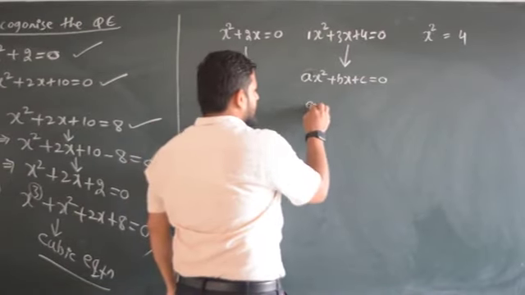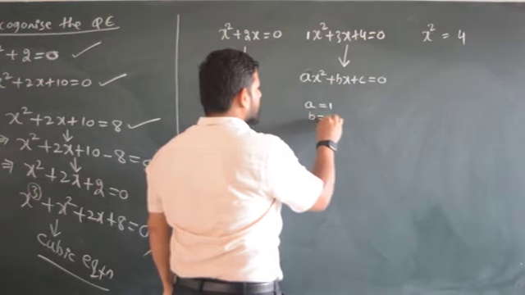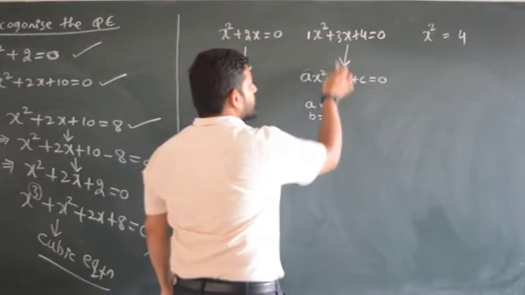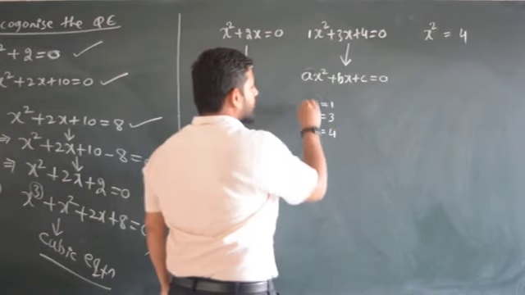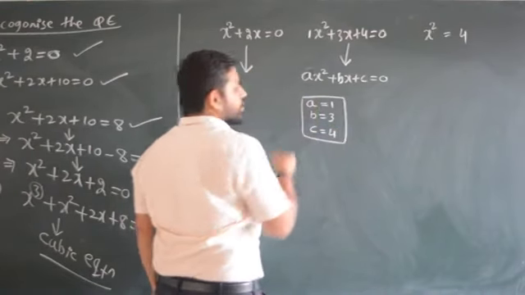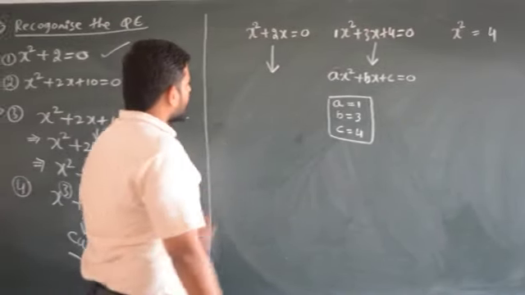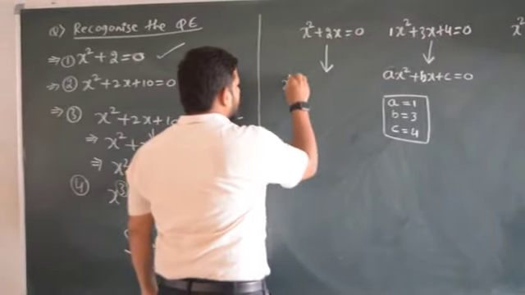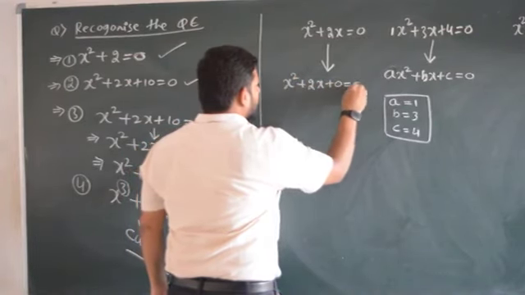That means I can say a is equal to 1. Then I can say b is equal to 3. Just look at this, b is equal to 3. Now can I say c is equal to 4? Of course, a, b, c, I got all the values. Now you may be saying, sir, this is not in that form, how to do it? You do one thing: just write it as x square plus 2x plus 0 is equal to 0.